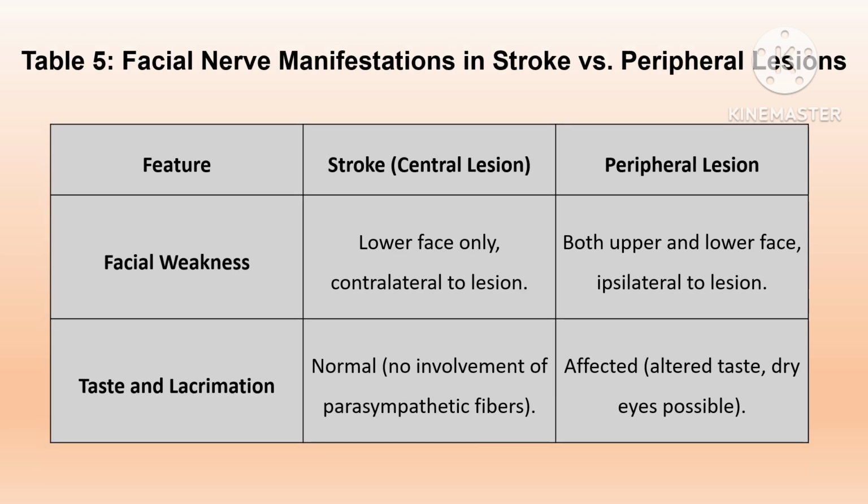If we talk about the manifestation of facial nerve disorders in stroke versus the peripheral lesions, then in case of stroke, only the lower part of the face is weak and the upper face remains unaffected. In case of peripheral lesions, both the upper and the lower part of the face may be weak on the same side of the face.